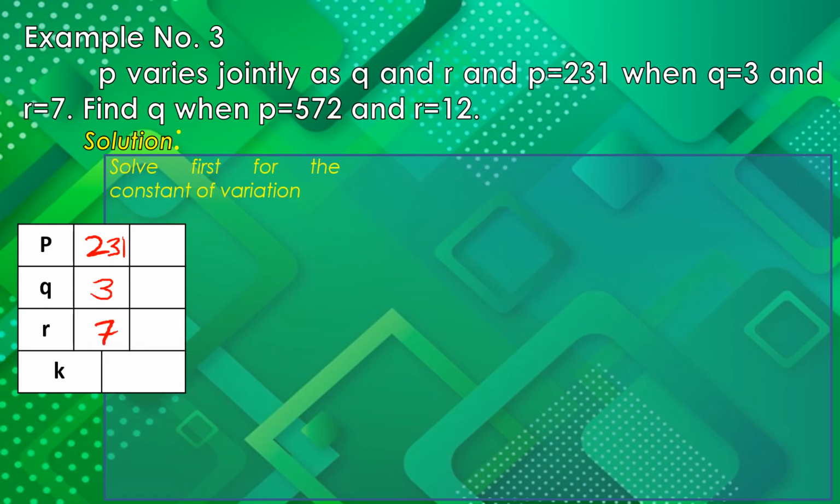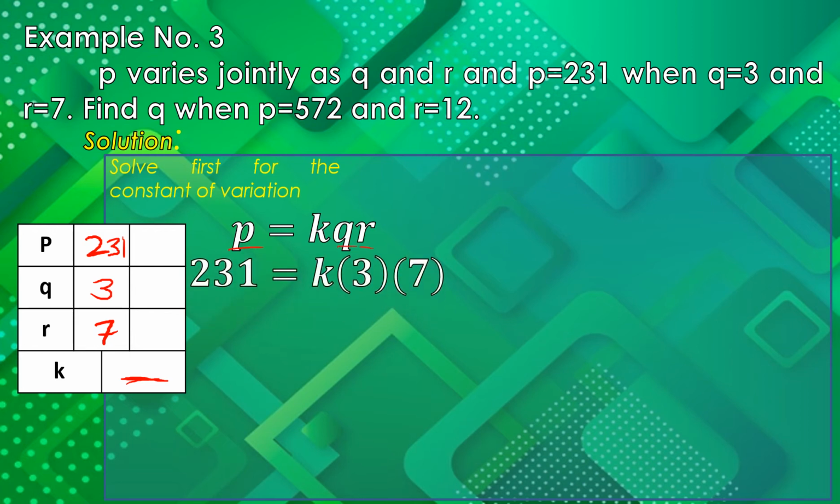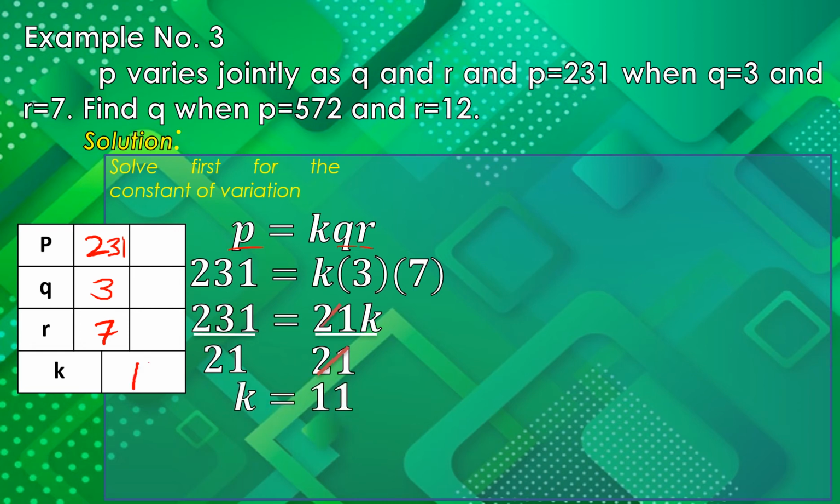Then, solve for the constant of variation. Lipat muna natin sa equation. We have P varies jointly because P equals KQR. Then, palitan natin yung ating mga variable ng ating values. We have 231 equals K times 3 times 7. 3 times 7 is 21. Then, dividing both sides by 21, cancel. We have K equals 11. Meron na tayong value ng K.